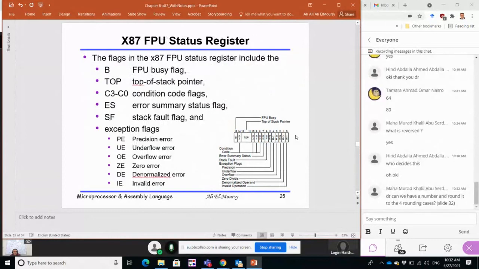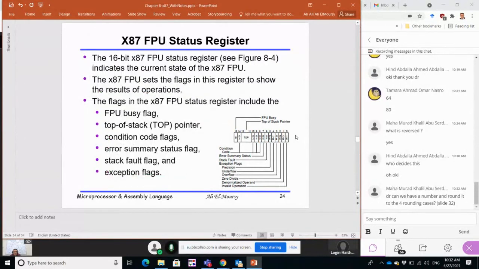How could I know whether my operation goes healthy or not? The processor will tell you about the status of the mathematical operation in the status register. I have another register to tell me the status of the processor.